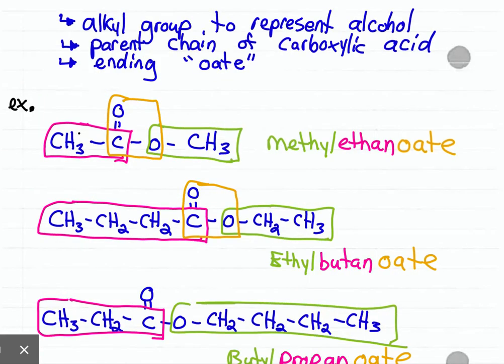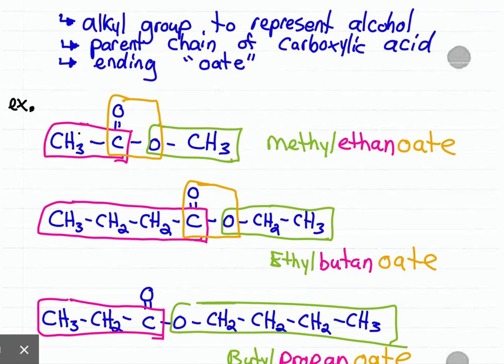So for the naming of the ester, we do the alkyl group that represents the alcohol. In our first example, the alcohol is always the carbon chain attached to the single bonded oxygen, the oxygen which is the connector. There's only one carbon here, so we call it methyl. The next part of the name is the parent chain for the carboxylic acid. This is nice and simple because it's just two single bonded carbons, so it's ethane. And because we have this connecting everything together, it's -oate.